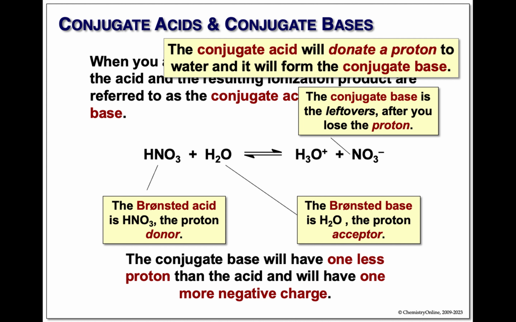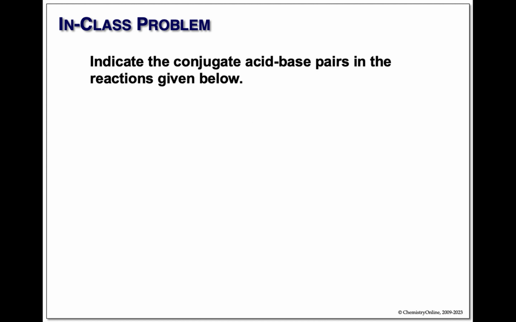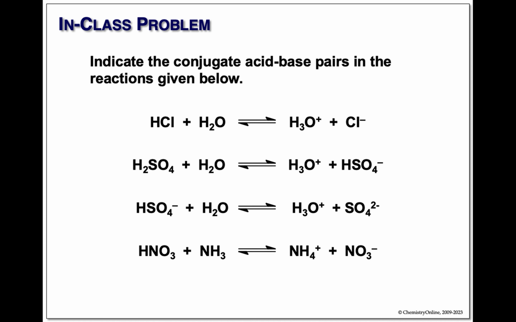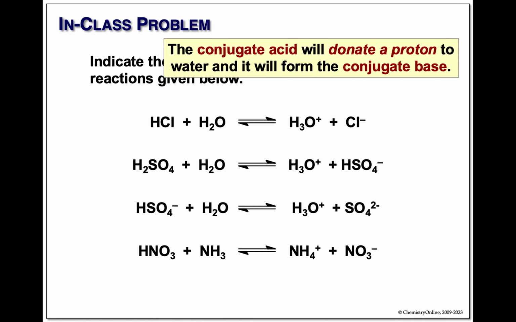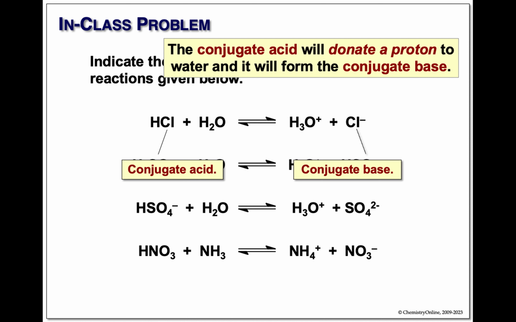Well, let's do a quick set of problems here. For these 4 reactions, I would like you to identify conjugate acid-base pairs. All right. Remember, the conjugate acid donates the proton. When it does, it forms its conjugate base. So they're the same thing, except minus the proton. That would make HCl our proton donor. After we remove the hydrogen, we're left with chloride. This is our acid, and this is its conjugate base.